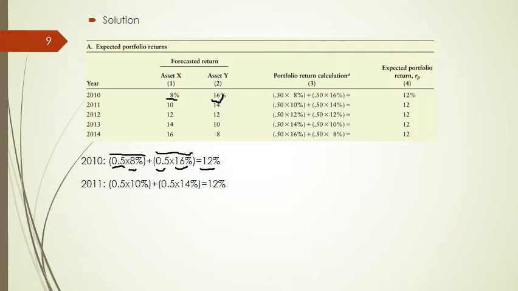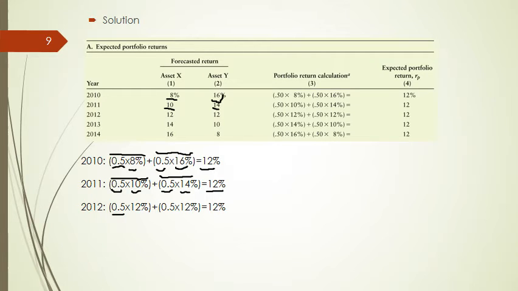Now, that is exactly what you do for 2011. Again, restating it, 50% of the portfolio comprises asset X, so that's 0.5, and the return in 2011 on asset X is 10%. Then on asset Y, the return is 14%, and we know that the weight is 0.5, which translates into 50%. So if you calculate the value there, which is 5%, and the value here, which is 7%, and you sum that up, what you have is 12%, the expected return on the portfolio in 2011. Now for 2012, you do exactly the same thing.